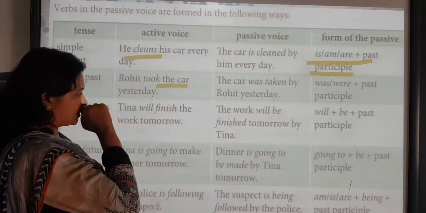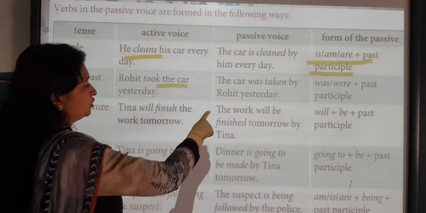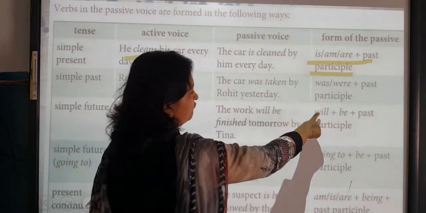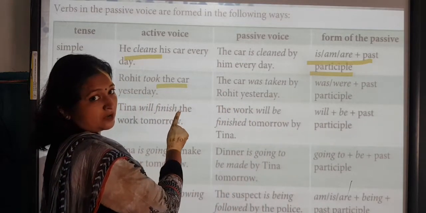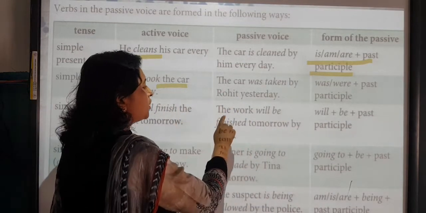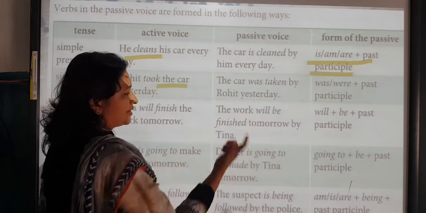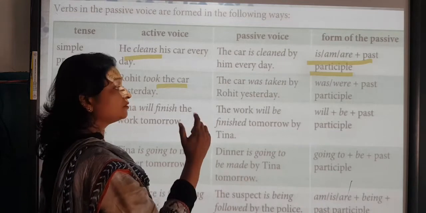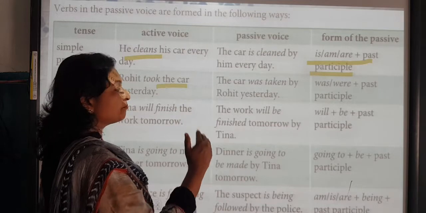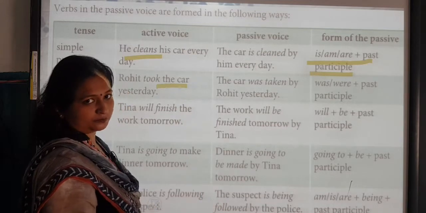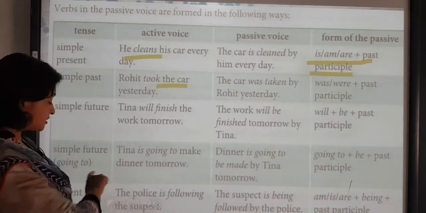Now Tina is subject and what is the object? The work. So the work, what is the rule? Will plus be plus finish का past participle क्या होगा? Finished. The work will be finished tomorrow by Tina. Tomorrow you can write anyway. You can write tomorrow the work will be finished by Tina. Or you can write the work will be finished by Tina tomorrow. Got it?